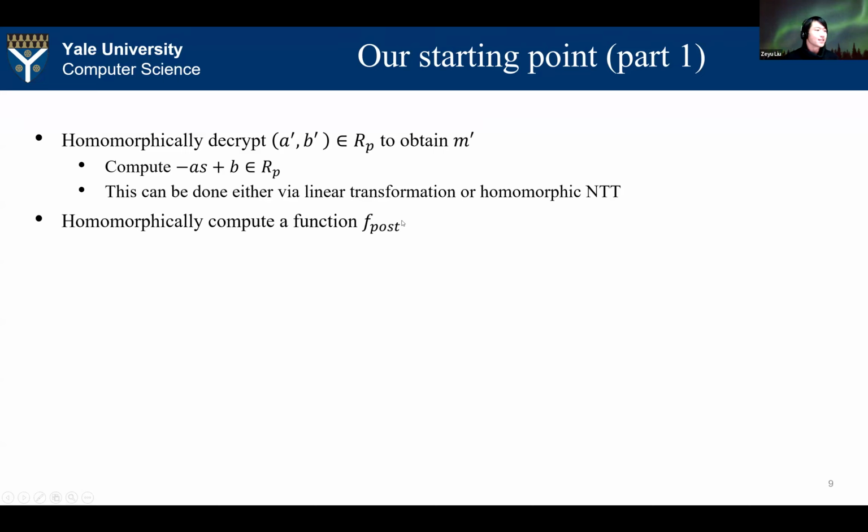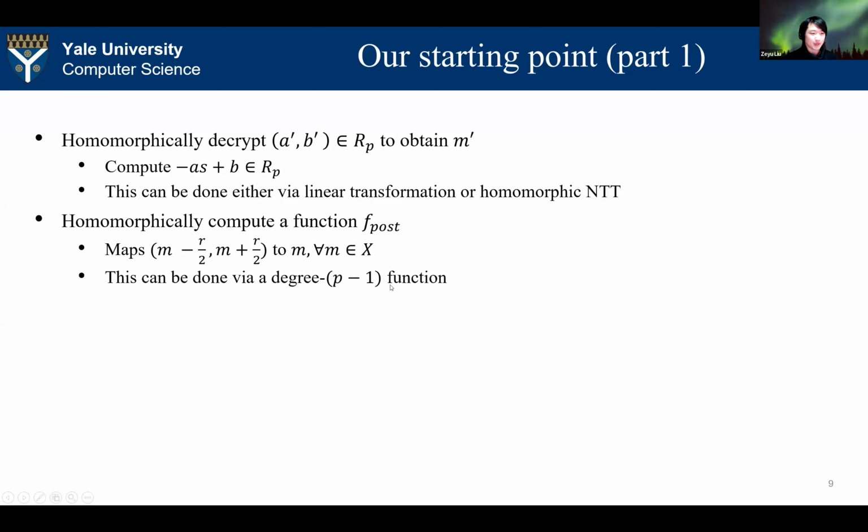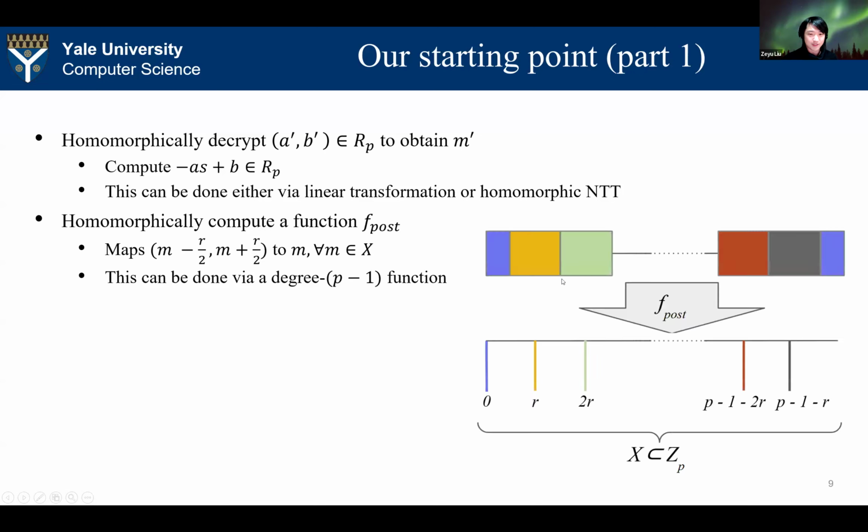So what we do next is we compute this function we call fpost, the post-processing function. This function will map this range, M minus 2 to the R to M plus 2 to the R, back to M for all M in this valid set. Okay, this can be done via a degree P minus 1 function, and this is the illustration.